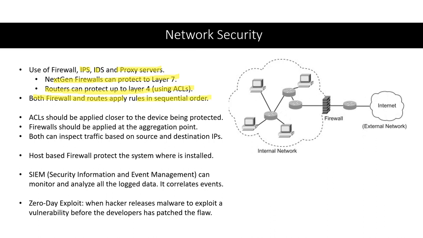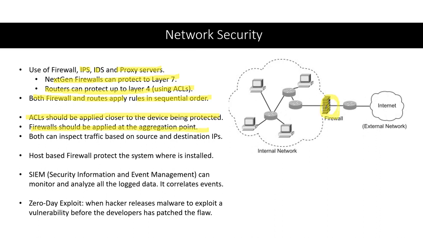Both the firewall and the routers apply rules in sequential order, right? They'll go in sequence. You have to be careful how you apply those rules and make sure that the more granular gets hit first, and then the more broad gets hit later, right? Also, those ACLs on the router should be applied close to the device being protected.